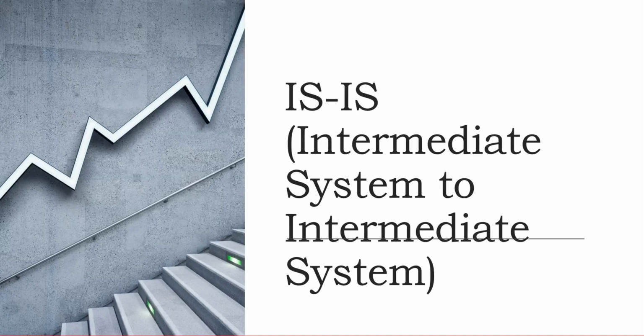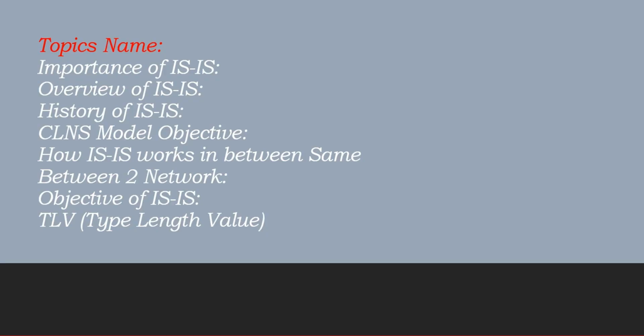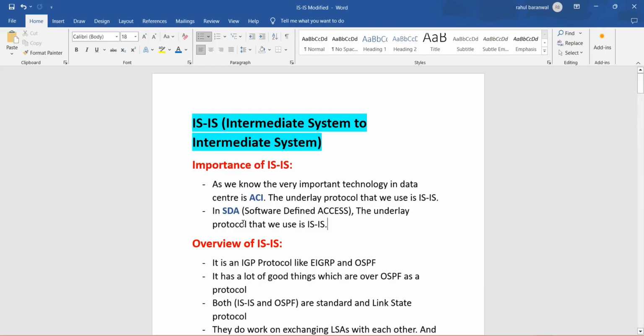Today we will discuss the ISIS protocol, which stands for Intermediate System to Intermediate System. Today we will discuss the importance of ISIS, overview of ISIS, history, objective of the CLNS model, how ISIS works within the same network and between two networks, objective of ISIS, and lastly TLV. So let's move on to our first topic, that is the importance of ISIS.